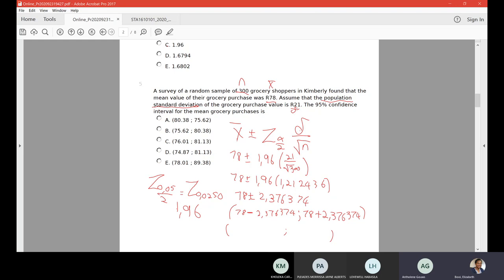Okay, and you get 78 minus 2.376 was 75.62. And on the other side, it is 80.38. Which makes option number B. You need to be very careful when you do these confidence intervals as well. If you have started with the plus and you put the plus value first, you would have chosen A, which is incorrect. Yes, I see that now.